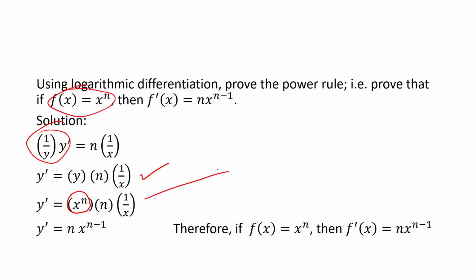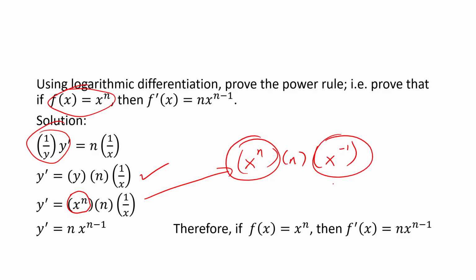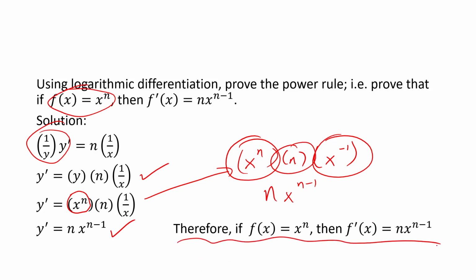So now look at that line here. We've got x to the n times n times 1 over x. We could think of that as x to the exponent negative 1. So we've got this power here and this power here. They have the same base, so we can add the exponents. So that's going to be x to the n minus 1, and then we've got that n multiplying it. So the derivative is actually n x to the n minus 1, which is exactly what we were asked to prove.